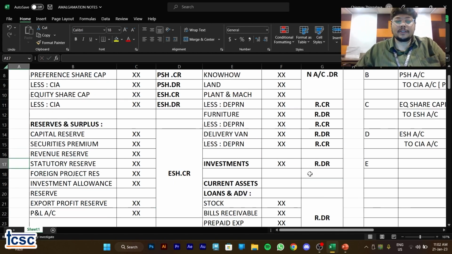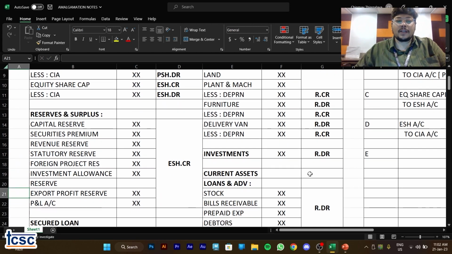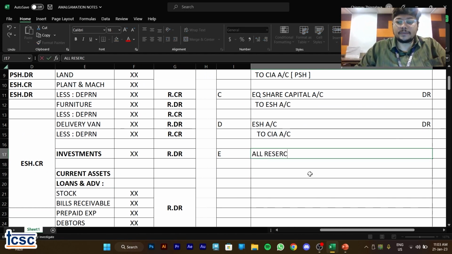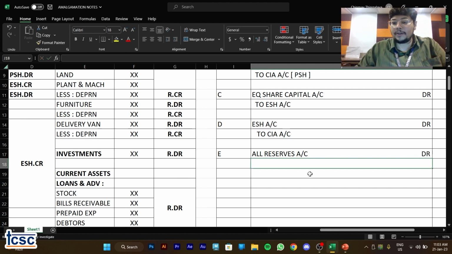Next is reserves and surplus. So whatever reserves are given in the sum, that is capital reserve, securities premium, revenue reserve, statutory reserve, foreign project reserve, investment allowance reserve, export profit reserve, and P&L account, will be transferred to ESH account. So here the journal entry will be: all reserves which are given in the sum, account debit to ESH account.